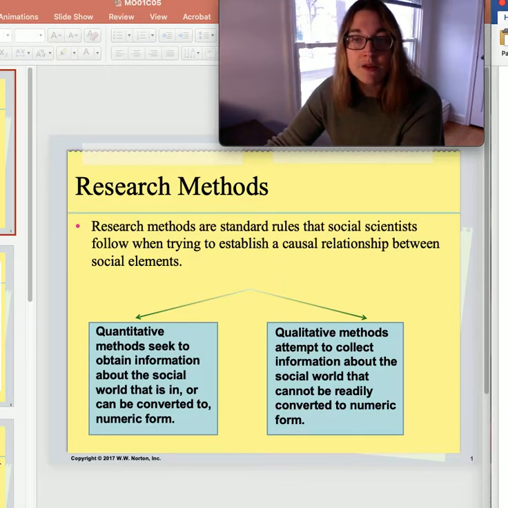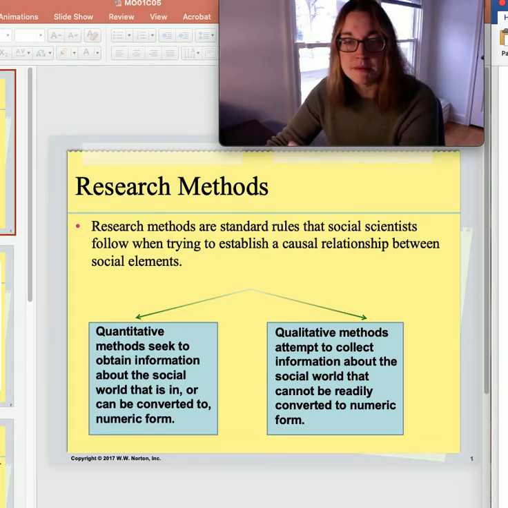Keep in mind there are two types of research methods. One is quantitative, and that seeks information about something that can be converted to numeric forms, right? This percentage of smokers get cancer. That's numbers, right? Qualitative is really more about things that can't be really put into numbers. Why did you start smoking, right? Something that can't necessarily be put into numbers. It's qualitative.